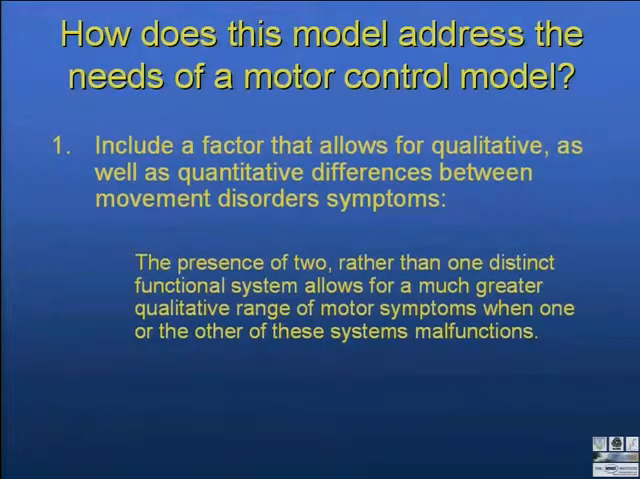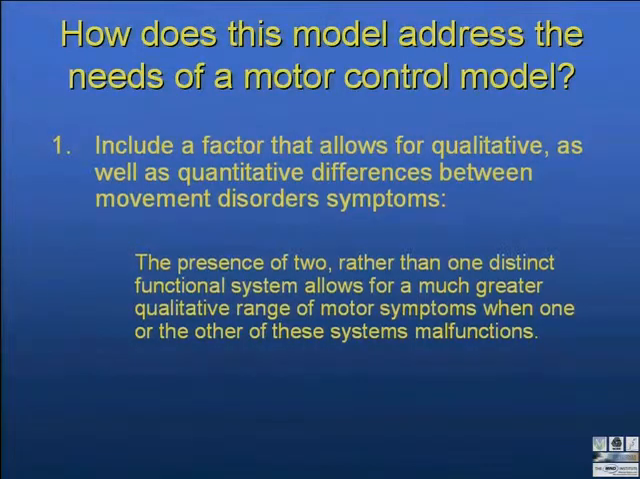So how does this model address the needs of a motor control model? I'm going to go through all the points that I went through before and say specifically how this model addresses them. The first thing that we wanted to improve was to include a factor that allows for qualitative as well as quantitative differences between movement disorder symptoms. I knew I wasn't going to have a lot of time to go into other movement disorders, but this is the point at which I will mention a few things about that.